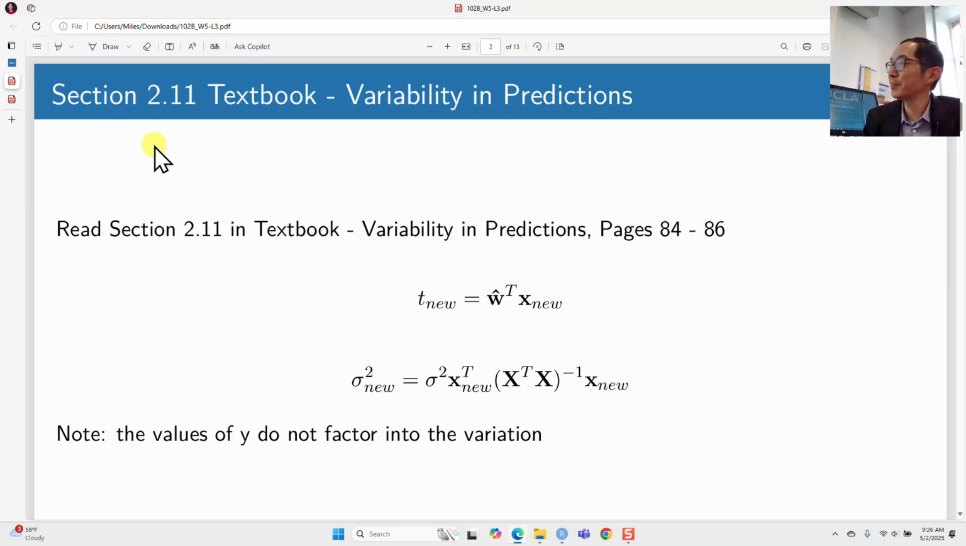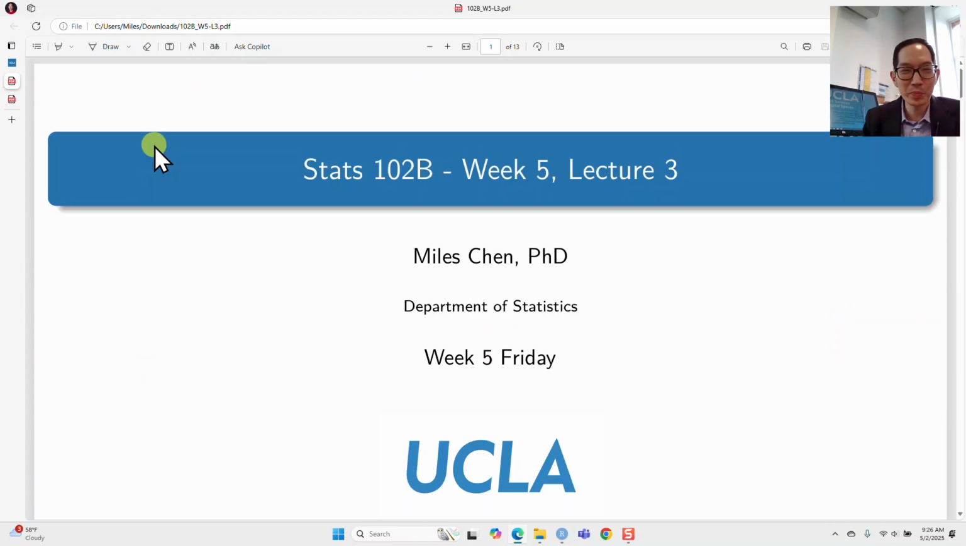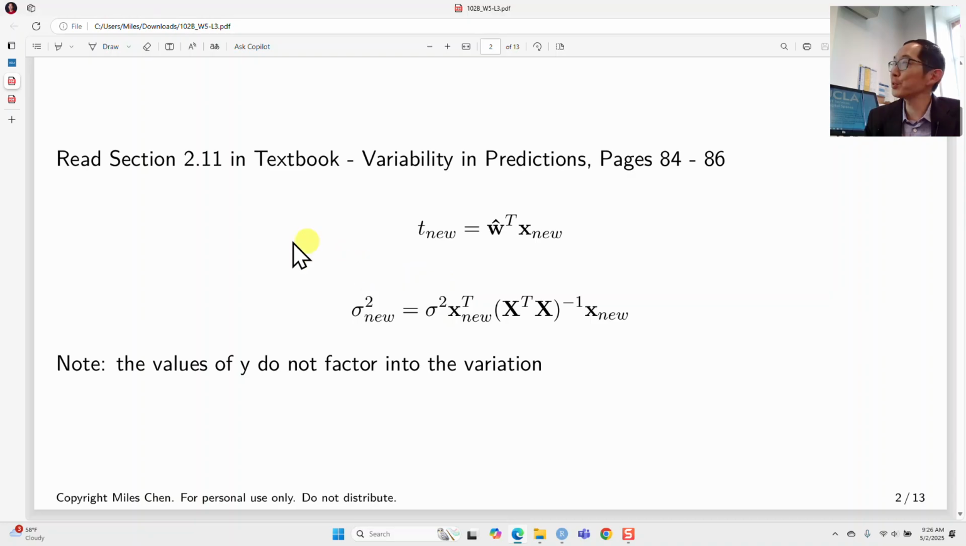Okay, so the textbook goes a little bit more into it. It goes through the derivation of this part, and this is on variability in our predictions, kind of based on what we estimated our weights to be, and so this is reflected there.